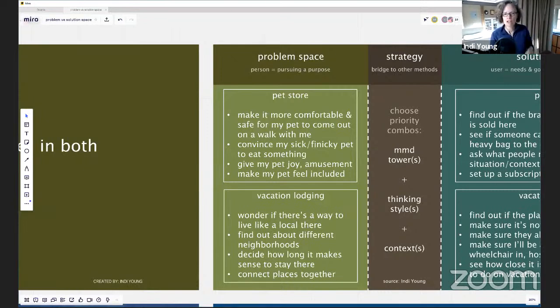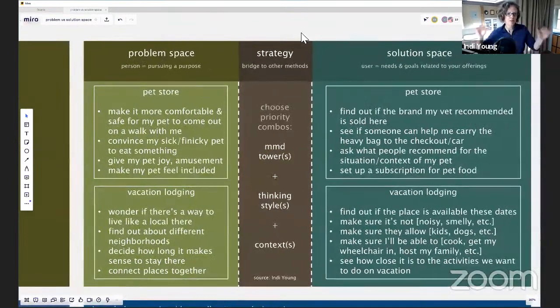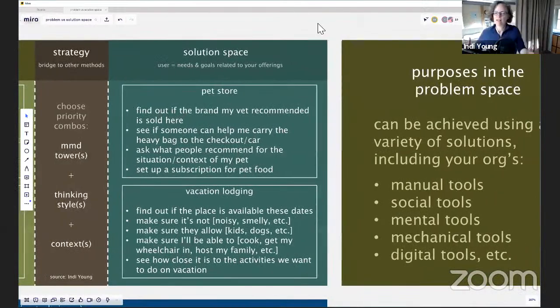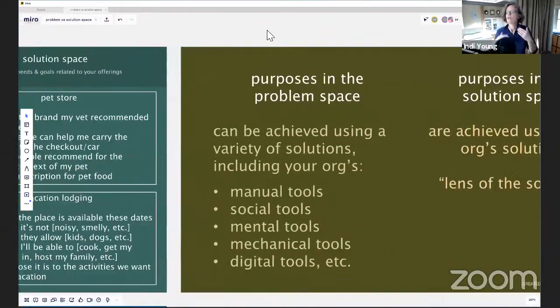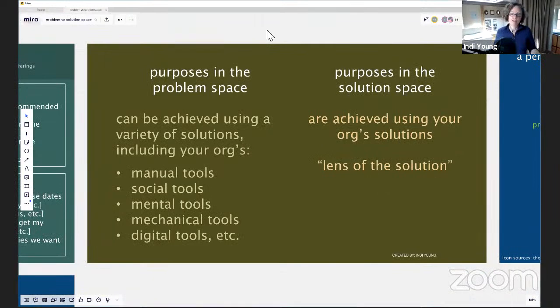I've also got a vacation lodging example that you can look at if you're interested, but in the interest of time, if you just move to the right a little bit, the purposes are in the problem space. You can tell it's in the problem space because you can achieve that purpose with a lot of different tools. They could be mental tools or social tools, like your kids, or digital tools or mechanical tools, or any kind of thing. Whereas in the solution space, we're looking through the lens of our org.